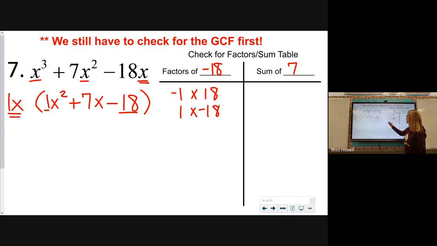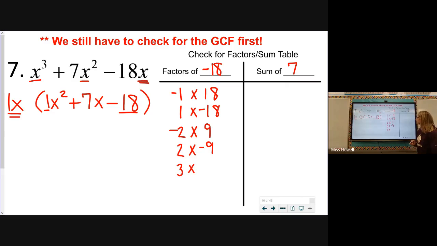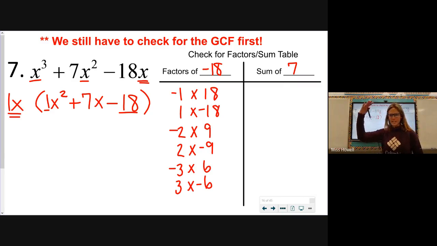2 goes into 18, 2 and 9. So negative 2 and 9, or 2 and negative 9. 3 goes into our 18, which is 3 and 6. One has to be negative. Those are our combinations. Again, if you already know the combination, you don't have to list them all out. This is your scratch paper work. Just make sure you do your guess and check until you end up with the magic combination that does work.